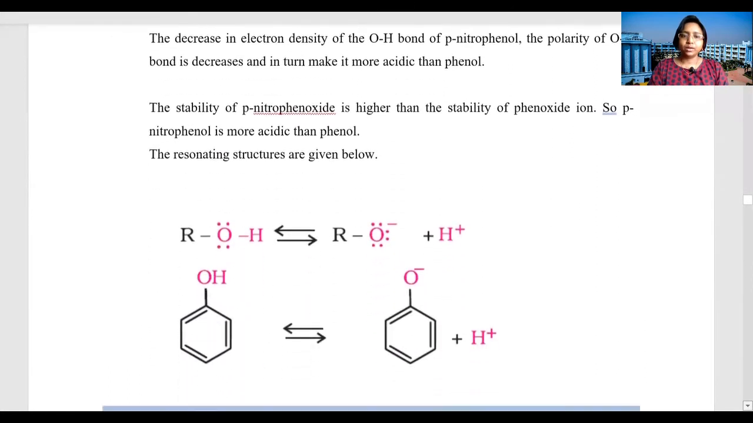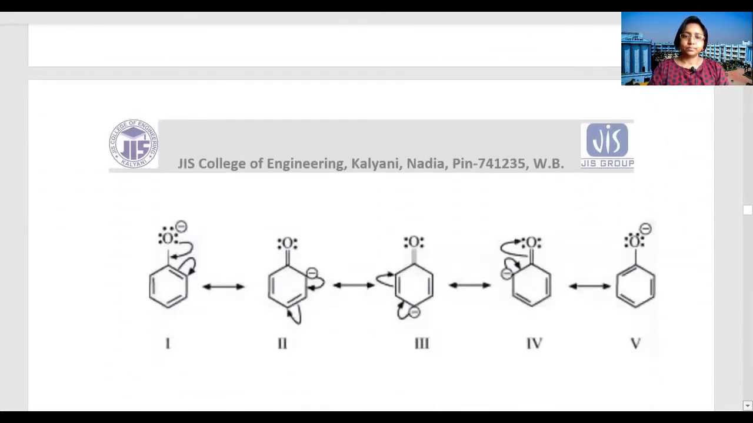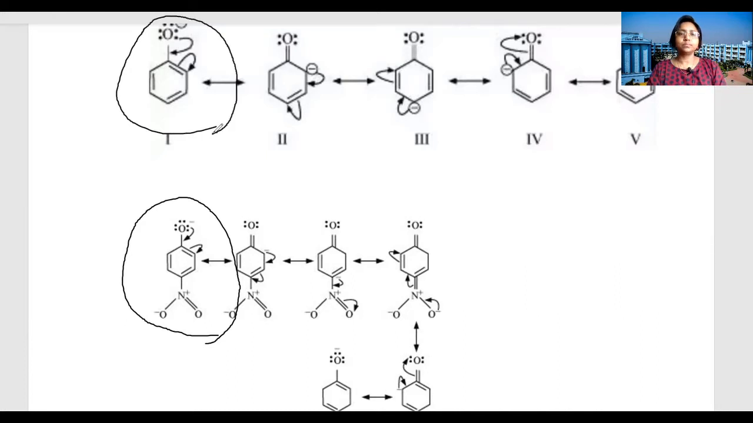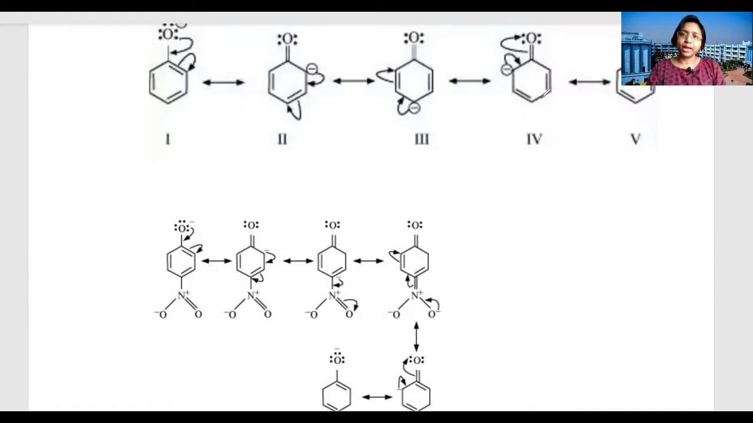Para-nitrophenol contains, along with the phenol, an NO2 nitro group at the para position. So here you can see the resonating structures. This is para-nitrophenol and this is only phenol. Phenol means a benzene ring with an OH group. That is phenol, and para-nitrophenol additionally has an NO2 group at the para position.